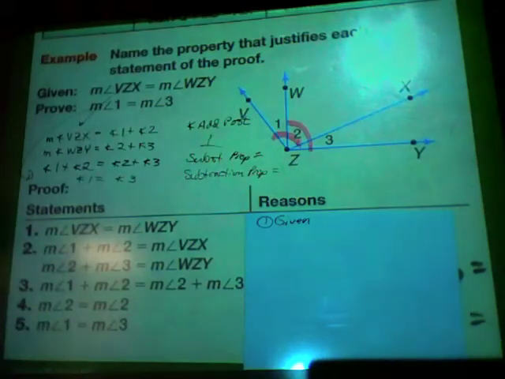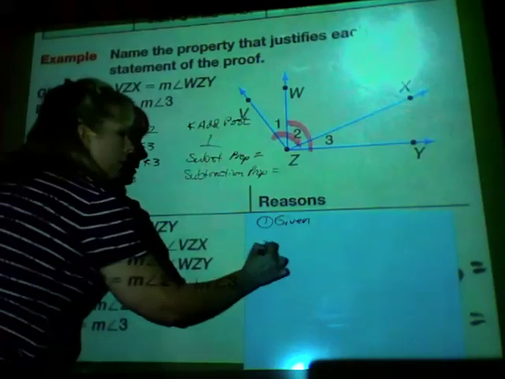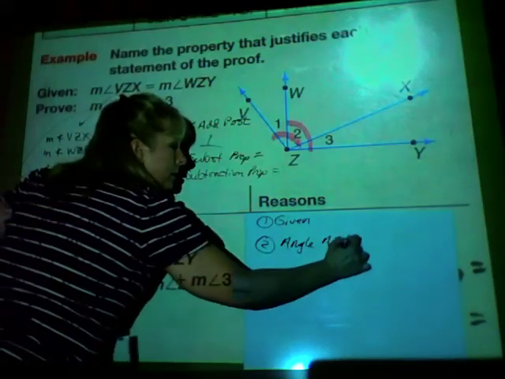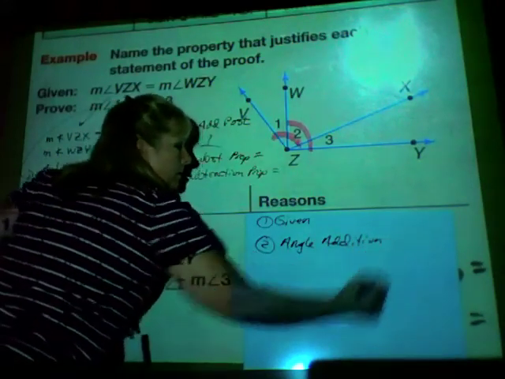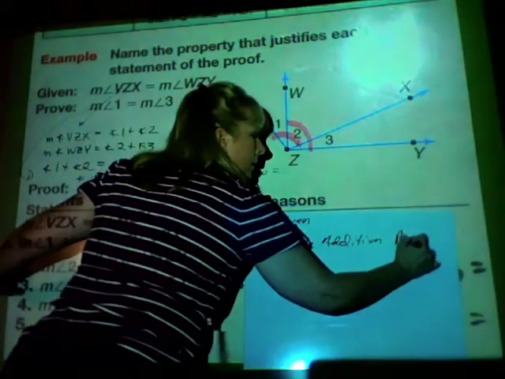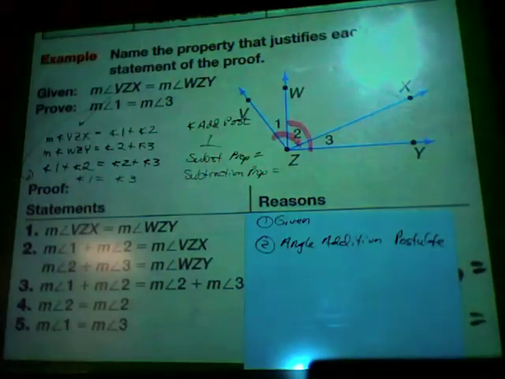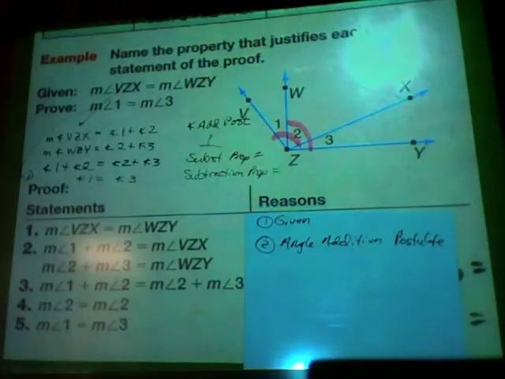But we did use our knowledge that, looking at the picture, I see that the two smaller angles add up to the bigger angles, so we're going to use that reason as the angle addition postulate. That was one of the postulates that had a name. If it didn't have a name, I'd make you write out the whole postulate.